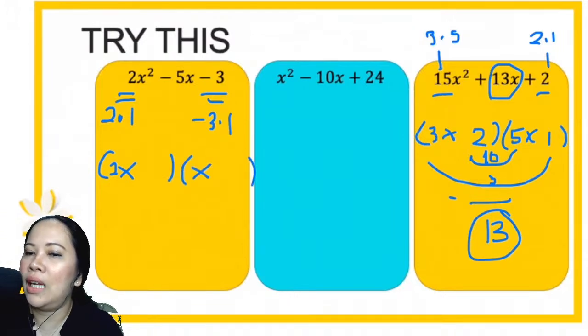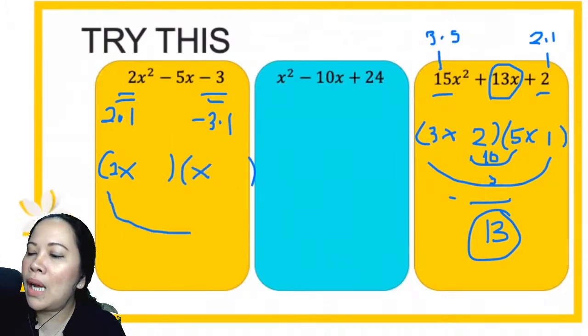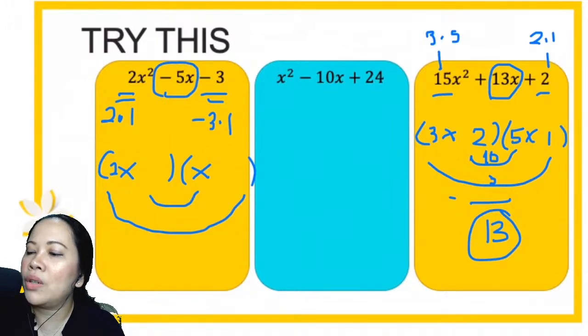So, 2x, ilagay mo lang siya, ganyan. Tapos, i-pair mo. Smiley face. Remember, keep on smiling. So, anong dapat i-pair ko sa 2 para makuha ko yung negative 5? So, of course, if i-pair ko siya sa 1, hindi ko makukuha yung negative 5, diba? So, dapat yung 3. So, lagyan mo ng negative 3 here.